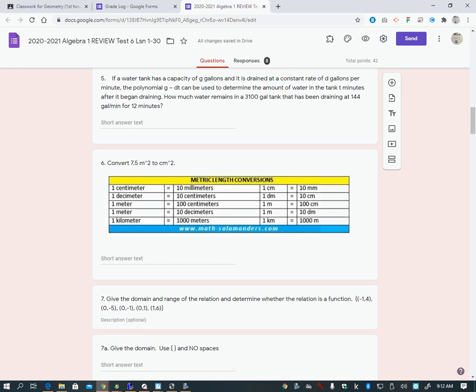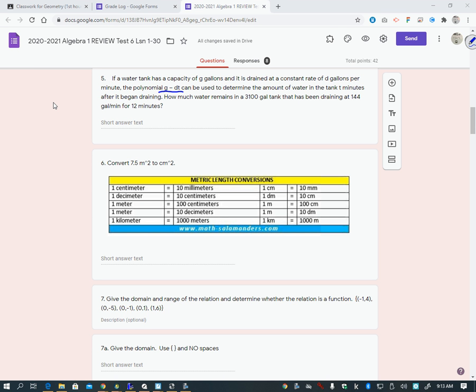5. If a water tank has a capacity, you notice at this point how many questions that we've seen before, right? So far, have we run into anything new? No, so we should be getting better at these things as we go. Our test score should be going up as we continue to review old question types. So if a water tank has a capacity of G gallons, it's drained at a constant rate of D gallons per minute. The polynomial G minus dt. See, they give you all this stuff, and then they actually write the formula for you. So you're not even trying to think this out. Can be used to determine the amount of water in a tank.